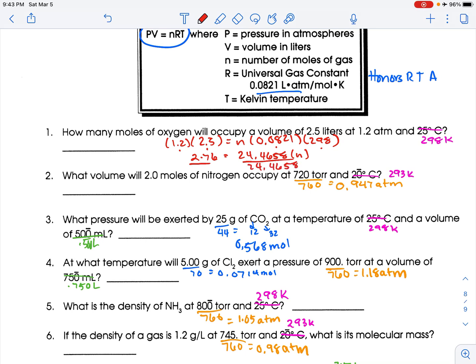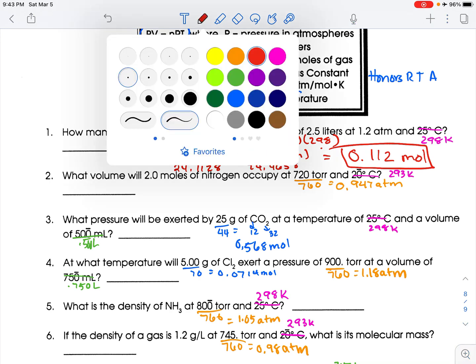So divide both sides by this 24 business. 2.76 divided by 24.4658 is 0.112 moles. Now sig figs. Looks like 2 sig figs, so I guess 0.11 would be fine. Let's not worry about sig figs. But basically, the formula is not very hard. Let's try the next one.